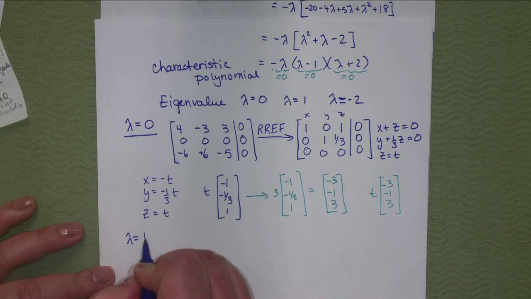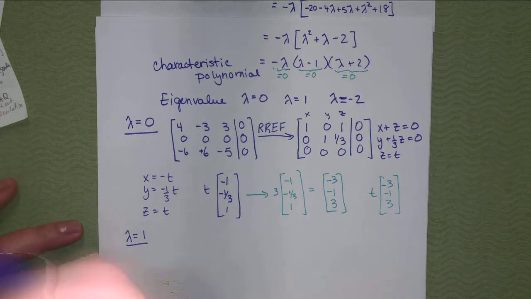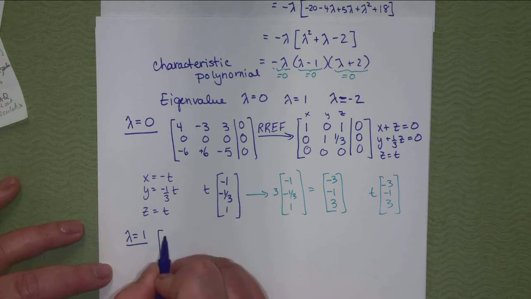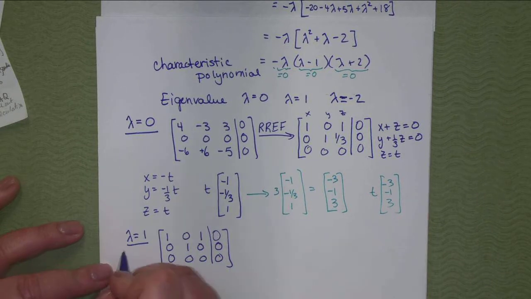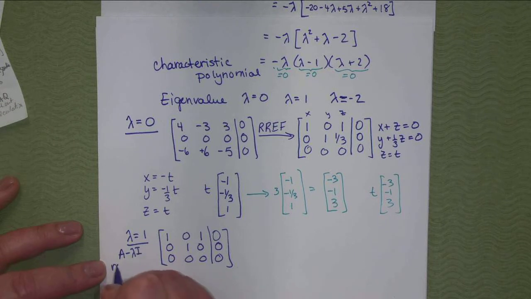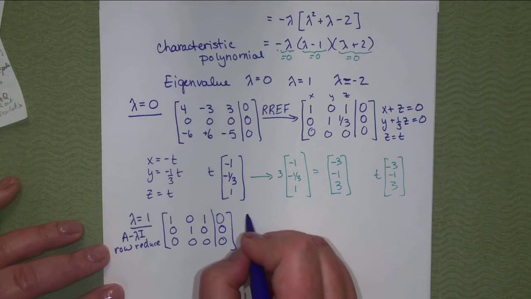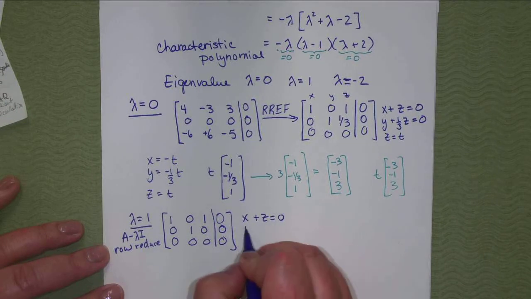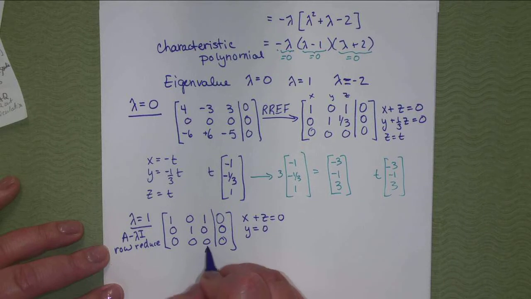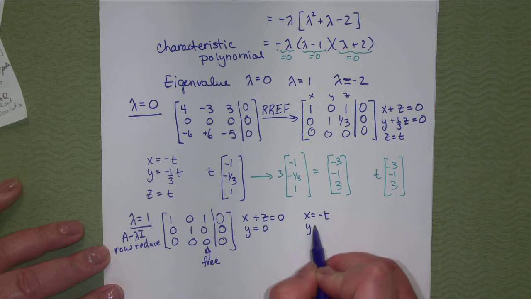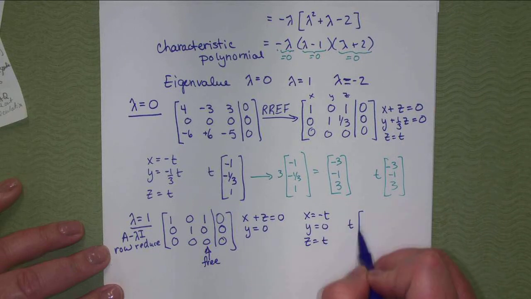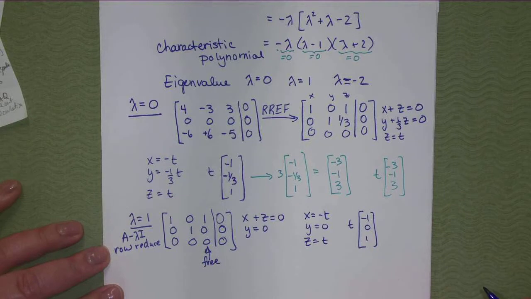Lambda equals 1 gives us, I'm just writing down the row reduced. Okay, so you plug that in and then row reduce. So we get x plus z equals 0 and y equals 0. So this one would be free. Even though it's a 1, it's still free because it's not a lead one. It's not the first one in the row. So you'd say x is minus t, y is 0, and z is t.